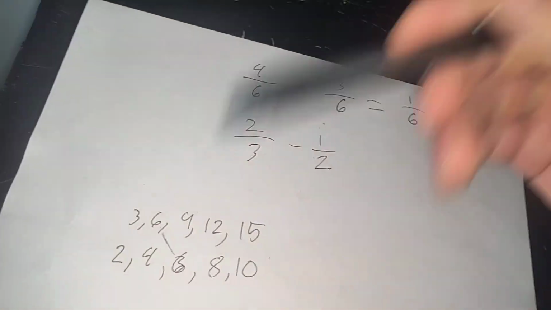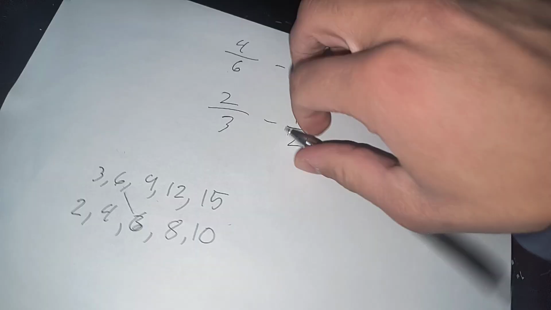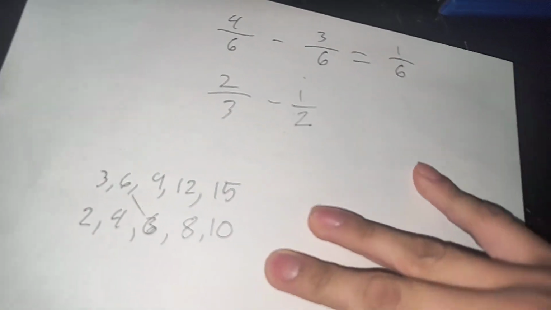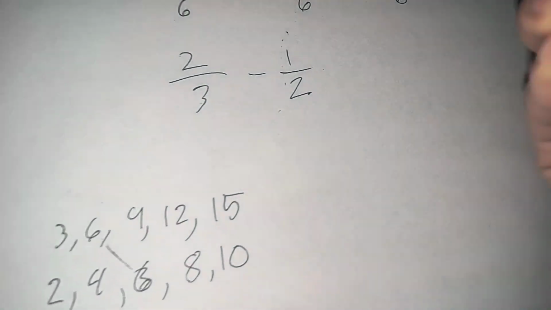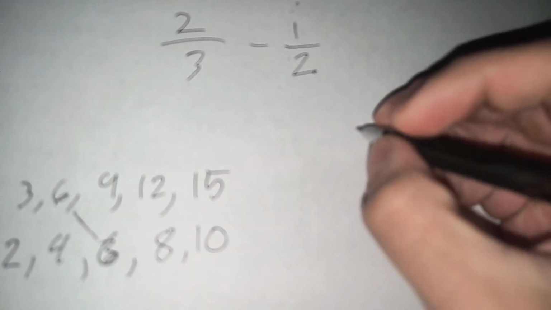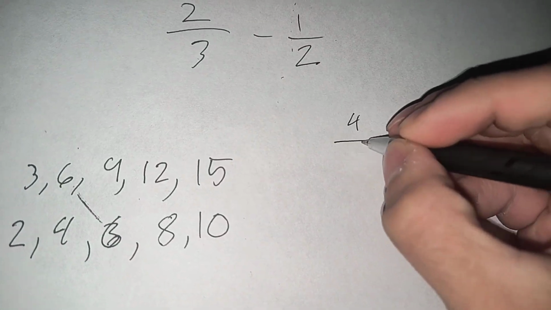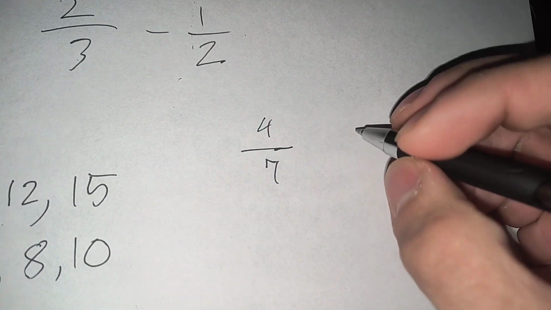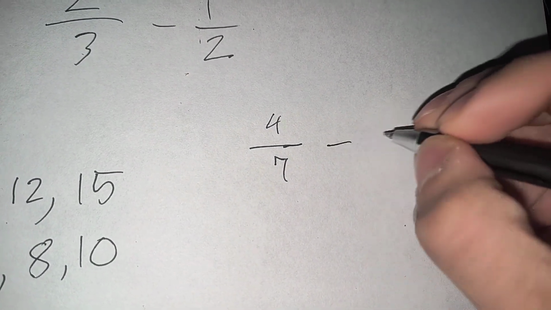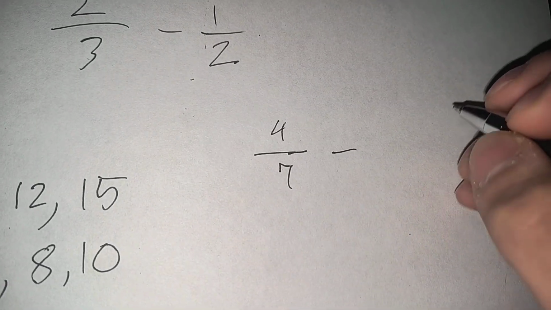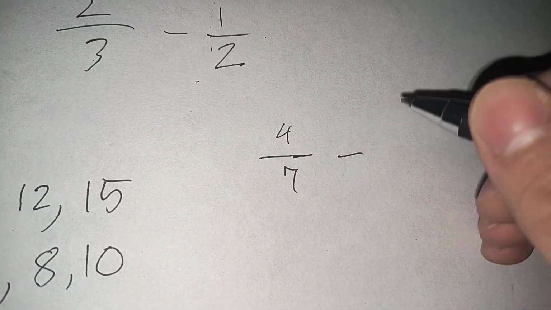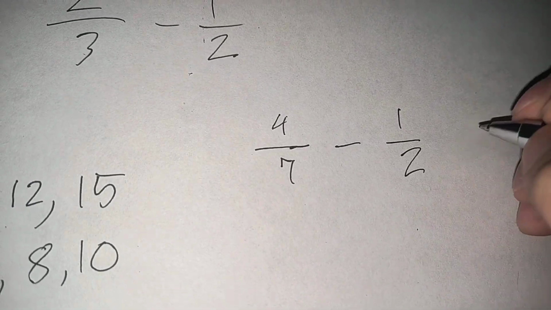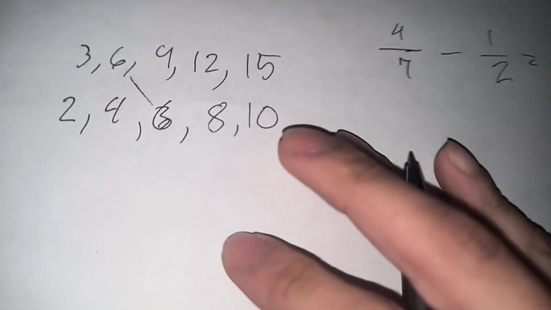Okay, we're gonna go over some examples of adding and subtracting fractions with unlike denominators. So let's say I have 4/7 minus, let's say, I don't know, 1/2. Well, let's write down the multiples for 7.